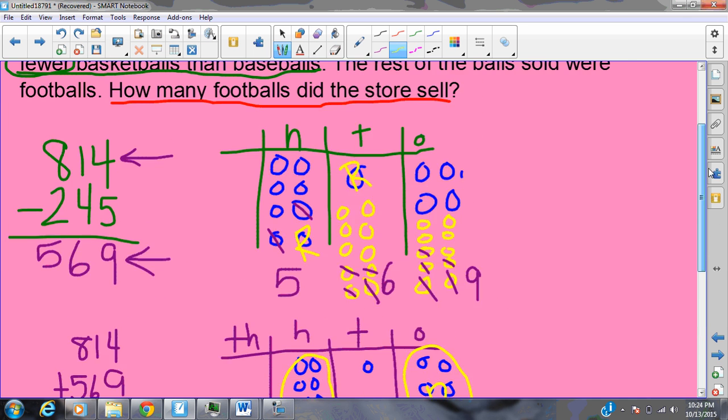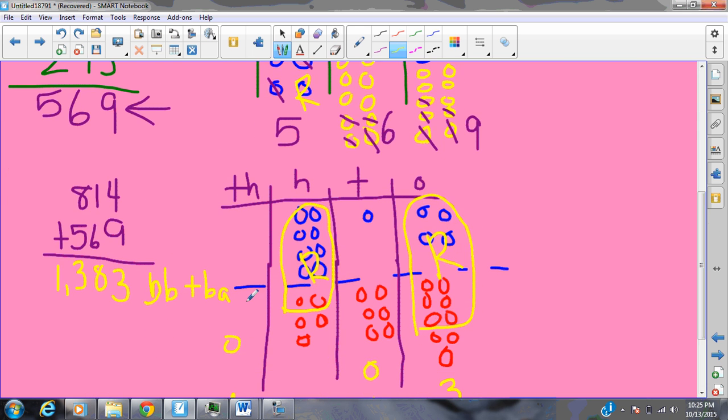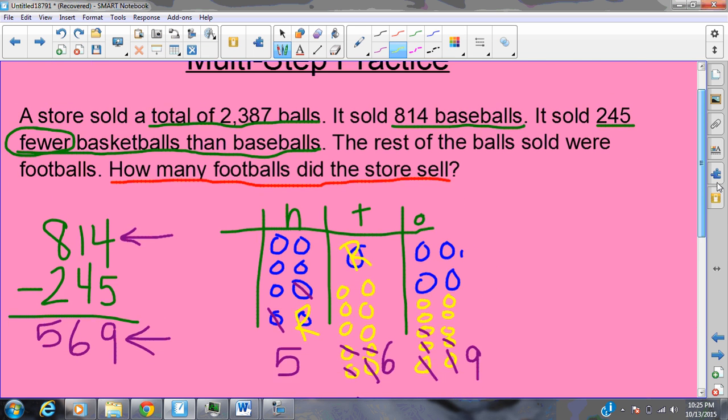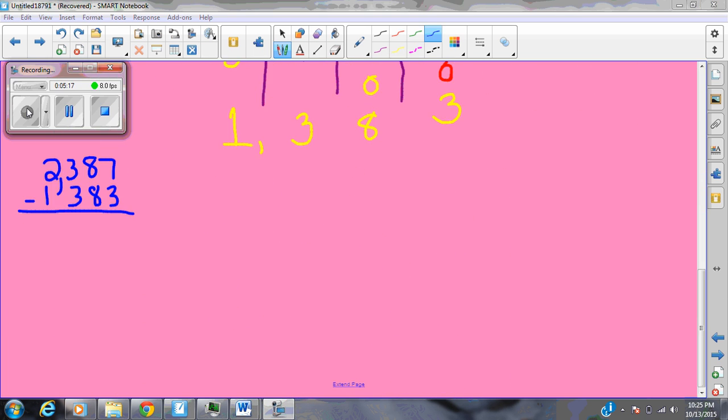Okay, so now what I have to do, I still have not found out how many footballs the store sold. So what I have to do now is take the total of the other two kinds and subtract that total from the total amount of balls that they have altogether, which is 2,387. So that's what I'm going to do now. When I look at this subtraction problem, I see that no regrouping is going to be needed. Why? Because I have enough in every place value group to give some away. I have 7, and I know that I can give 3 away, and that will give me a total of 4. I have 8, and I'm going to give all 8 away.